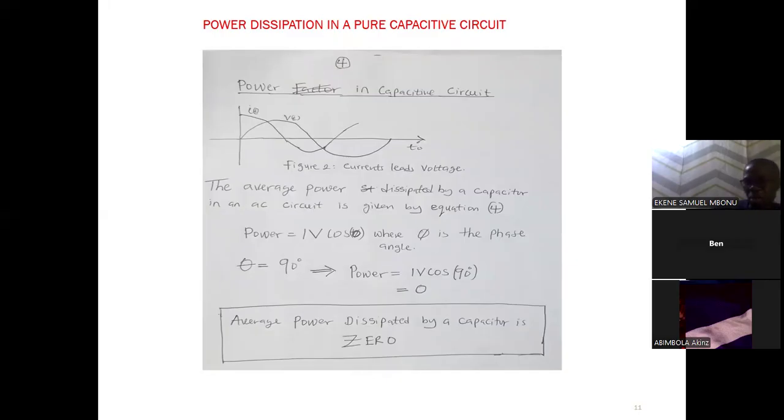So the average power dissipated by a capacitor in an AC circuit is given by equation 4. Power is equal to IV cos theta. That is the real power, where theta is the phase angle. Now, when the phase angle is 90 degrees for a pure capacitive circuit, power is equal to IV cos 90. Incidentally, cos 90 degrees is equal to 0. So average power dissipated by a capacitor is 0.